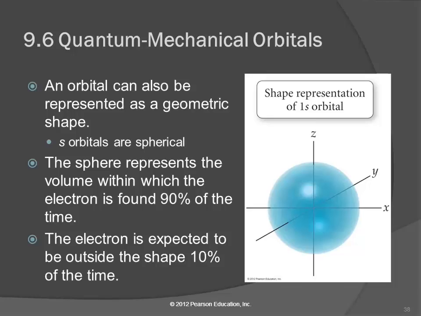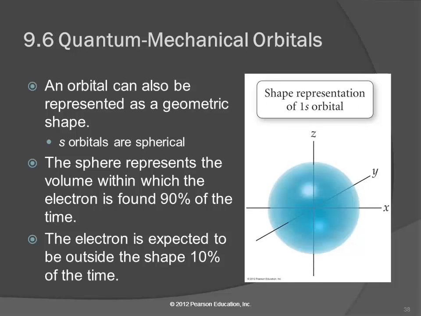But does the electron have to be inside that sphere? No, it doesn't. What that is, we calculated 90% of the time it'll be within that region. But we pretty much expect it to be somewhere else 10% of the time. That sphere is not a container for the electron, okay? That's just our representation of where the electron probably is.